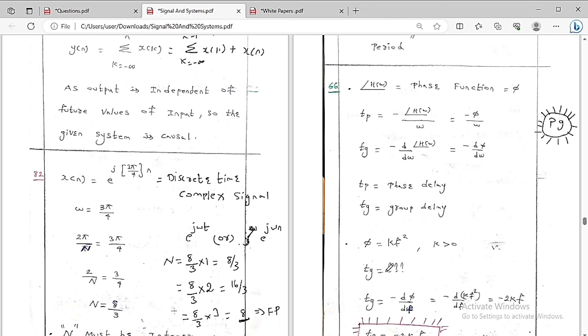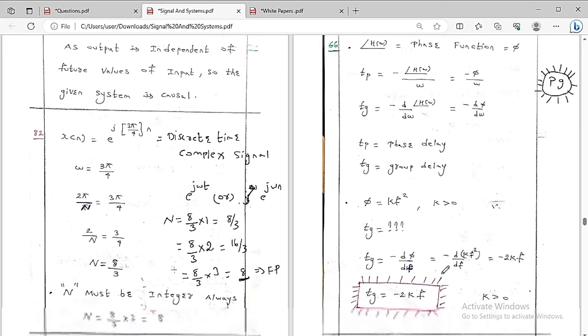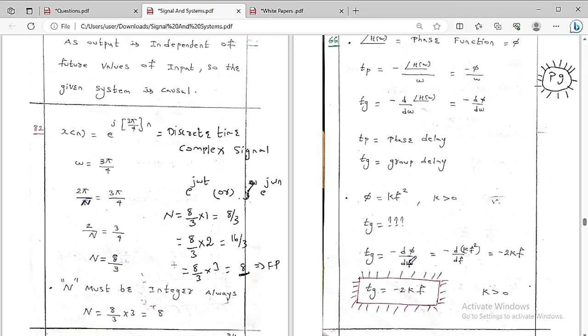What is the group delay time that we have to figure out? Not the phase delay, but we have to find the group delay, which is TG. In the formula, TG is equal to minus d phi by d omega, or you can write df. Here it is with respect to frequency, so it is with respect to frequency.